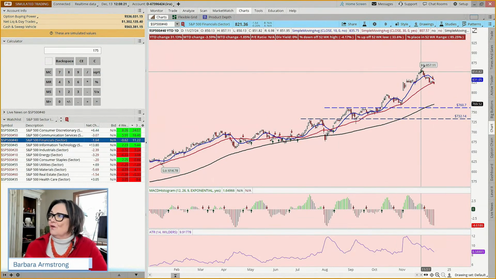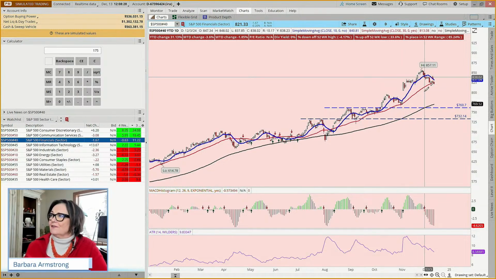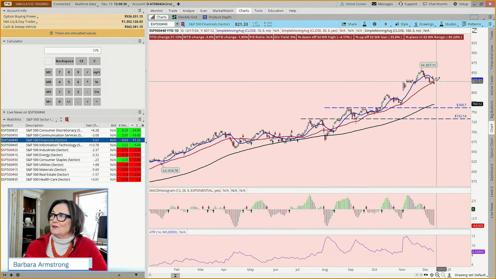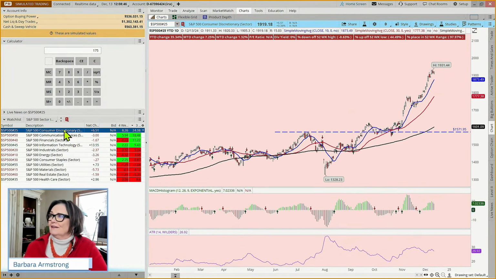Financials hit a new all-time high back here at the end of November, but so far in December have been pulling back and have come all the way back to the 30-day moving average. So it's not like the bears have come out of hibernation, but we have seen a bit of a pullback here. And then communications hit a new all-time high this week. How about consumer discretionary? Yeah, it had no trouble hitting that all-time high, which we hit yesterday.